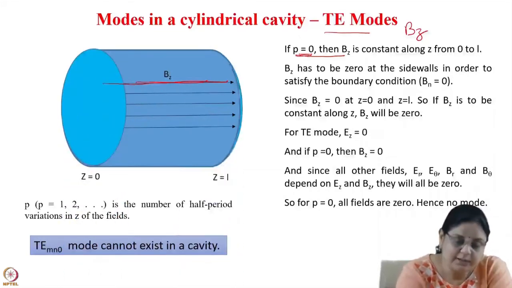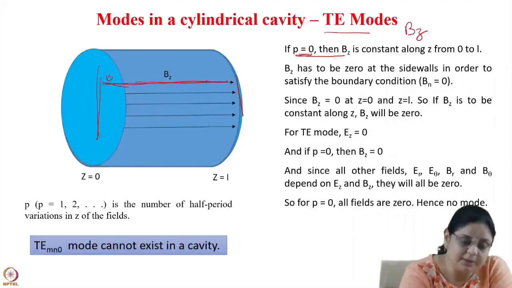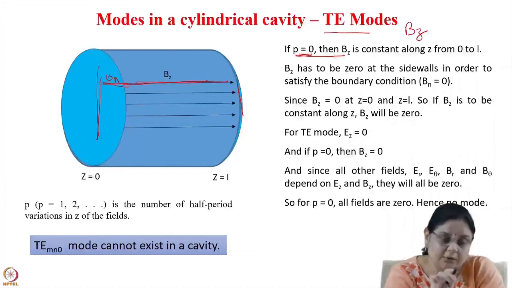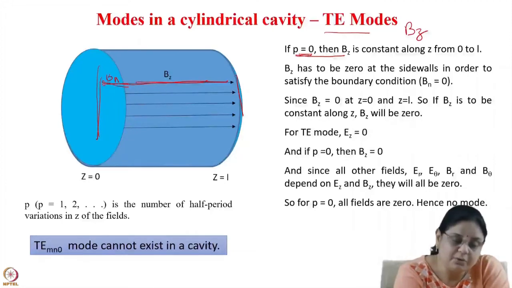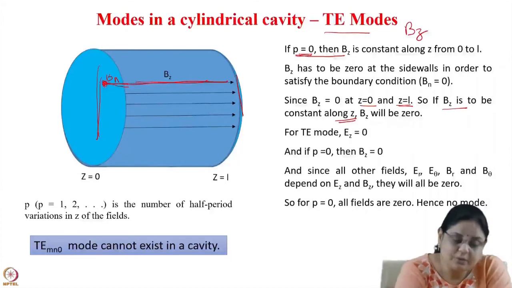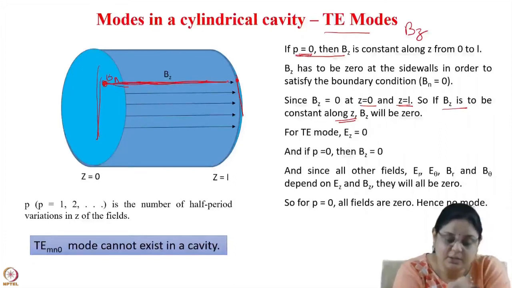Now at these boundaries, at the end walls, this is a conductor. At these walls, if you see BZ, it is the normal component. BZ is the normal component. And by boundary condition, it is not allowed. So BZ has to go to 0 at Z is equal to 0 and Z is equal to L. So if BZ is to be constant along Z, so here it is 0 and here it is 0, and if P is equal to 0, it has to be constant along Z.